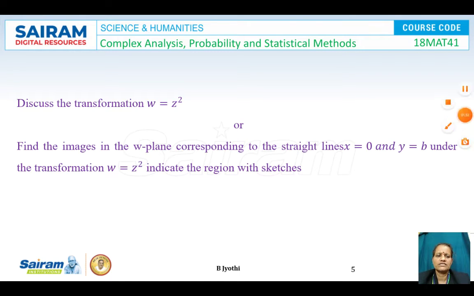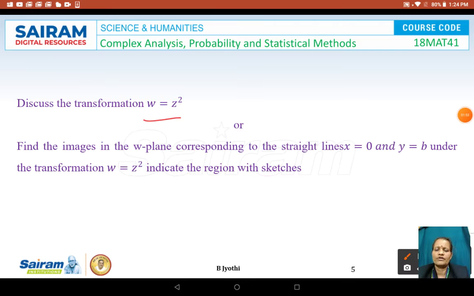In that, the first one is the discussion of w is equal to z square, where the question will be asked like: find the images in the w plane corresponding to the straight lines x is equal to a and y is equal to b under the transformation w is equal to z square, and also indicate the region with sketches.